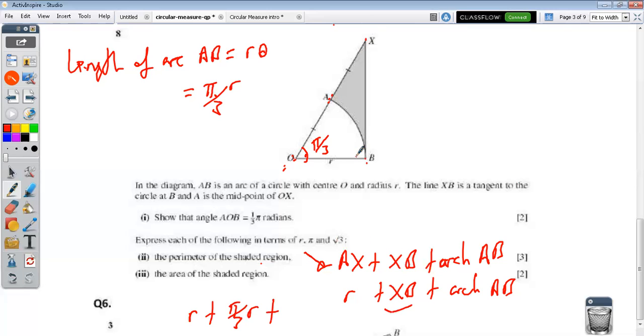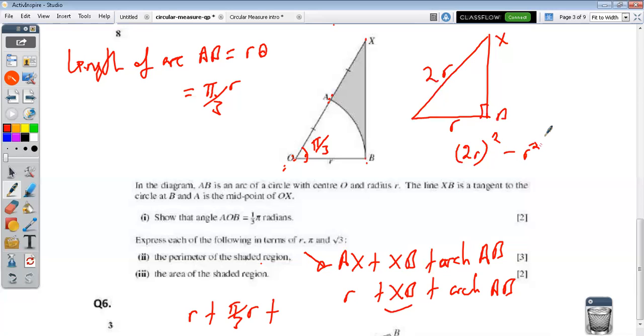XB. But we know that this is a right angle triangle. This is 2r. We discovered that this is r, this is 90 degrees. So to find XB, one of the short sides, we say the longest side, 2r squared, minus the short side, which is r squared, like this. Then everything in big brackets, square root.